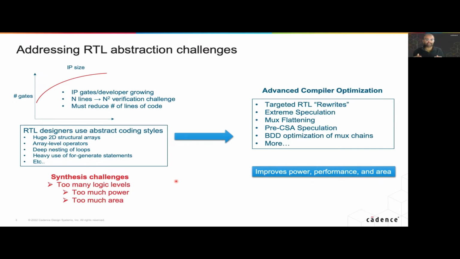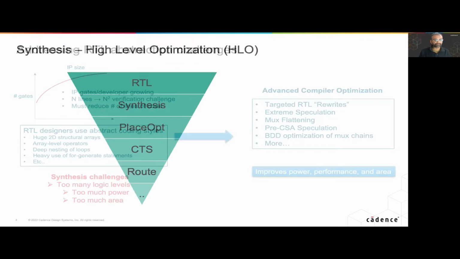Just like you have C, C++ code and GCC optimizes that, similarly, synthesis tools optimize your RTL and make it ready for the technology that you're targeting it for. There are lots of these advanced compiler optimizations that work on your RTL to give you better PPA, things like speculation, things like CSA, and even BDD optimizations on your mux chains. All this is done to improve power and performance in EDA.